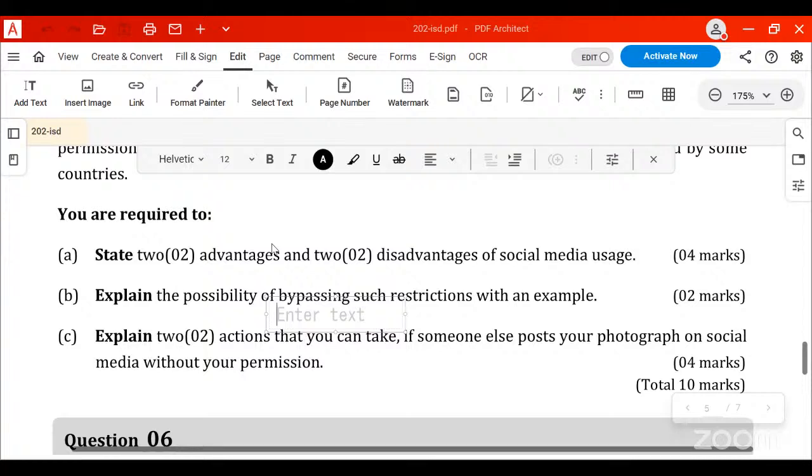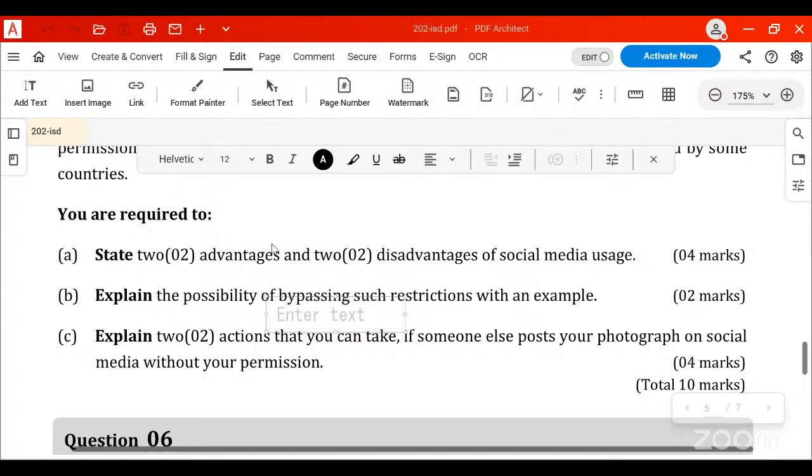on Facebook, right? It is a very common thing. Two actions you can take when someone else posts your photograph on social media without your permission. Mainly, the first thing we can do is make a complaint, right? Another thing is we can report the post to the platform.